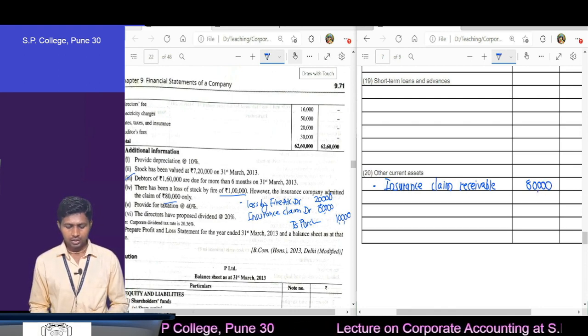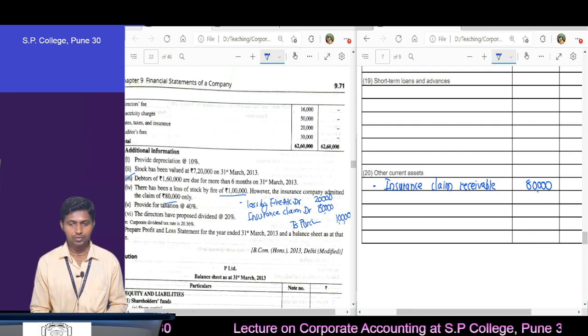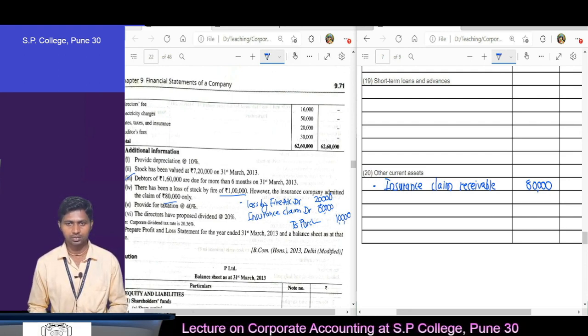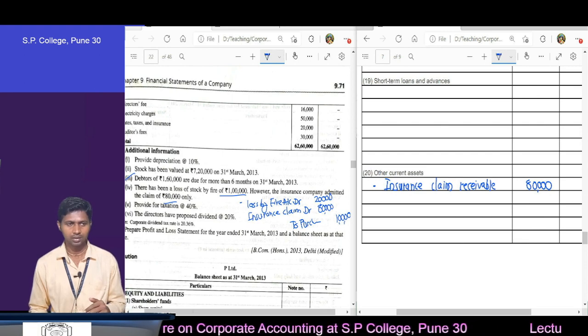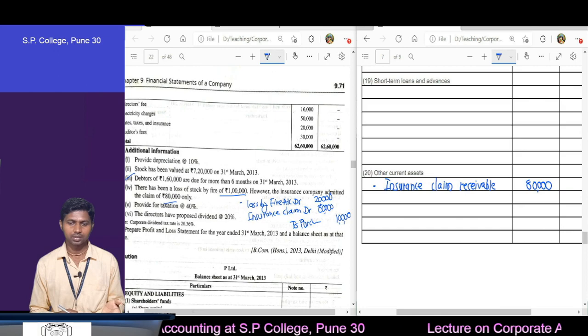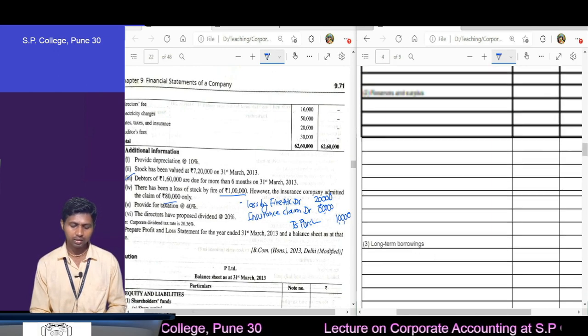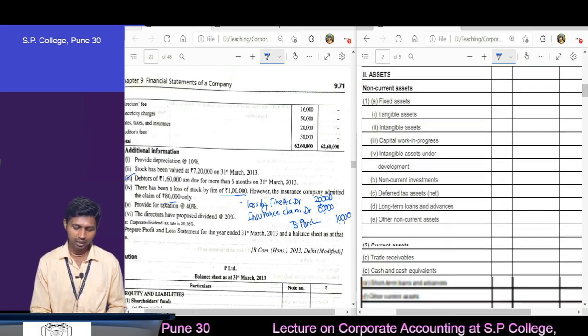And purchases 1 lakh, deduct it from purchases. Because we have given debit to purchases, we want to decrease those purchases because goods were lost. Which goods were lost? The goods which we have purchased. Therefore, deduct this from purchases. Now where is purchases? Purchase of stock in trade is there in the main format.